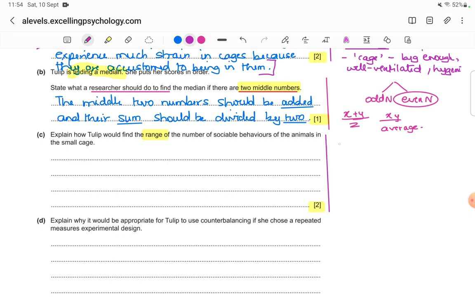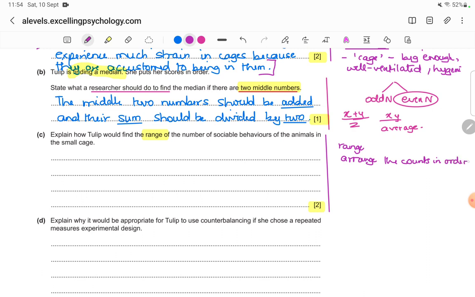Okay, range, as you know, is simply the difference between the largest number of a data set when it is arranged and the smallest number of that data set. So that's the general understanding of range. Now, if we are talking about how Tulip should find it, of course first she will calculate the frequency, or the number of sociable behaviors being shown by each animal. She'll arrange the frequencies or the counts in order.